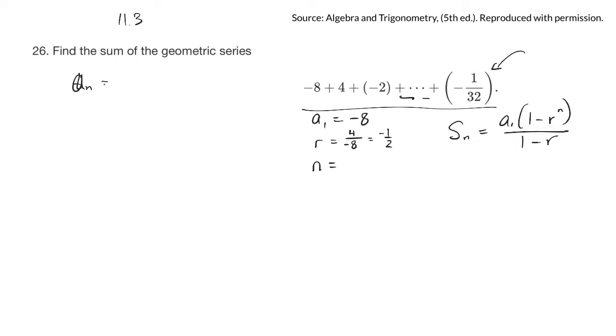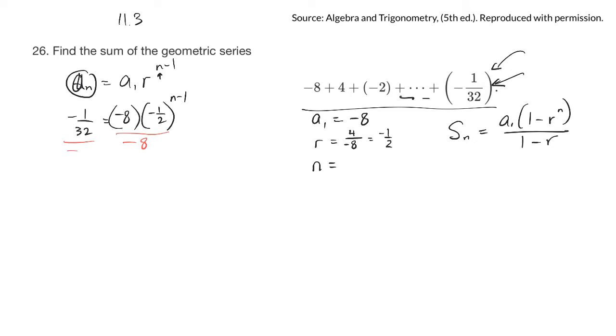An equals a1 r to the n minus 1, and that one has n in it, and I could solve for n. So this term, and I want to know what term that is, negative 1 over 32, is equal to the first term, negative 8, times the ratio, which is negative 1/2, raised to the n minus 1. Okay, so I'll first maybe divide both sides by this negative 8.